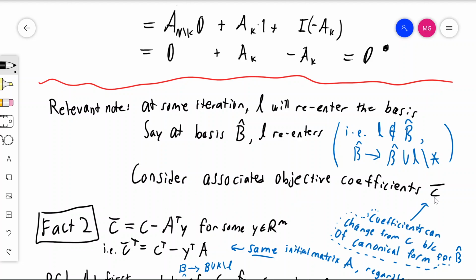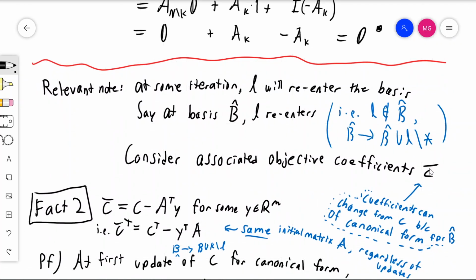Consider the associated objective coefficients C bar for this particular basis B hat. In retrospect, I should have called this C hat rather than C bar because it's associated to the basis B hat, but it's okay. We won't need this for long. But anyways, so C bar, these are the coefficients. They're in canonical form for the basis B hat. So remember, C is the coefficients in canonical form for basis B. So they can change to be in canonical form for basis B hat. So that's C bar. Yeah, so that's what this comment is saying here.